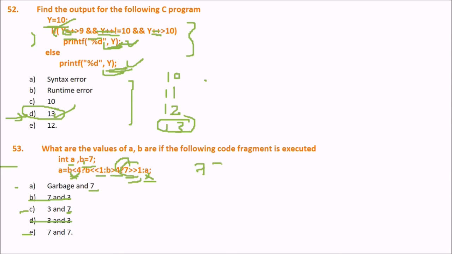7 shift of 1. So 7 shifted by 1 means we are going to shift 7 towards the right by 1 position. This is a right shift operation. So what happens here? 7 is what? 0, 1, 1, 1. So we'll shift it rightwards. So what will happen? This will become 0, 0, 1, 1. So what is this? This is 3. So 3 will be assigned to a, and we want to print a, so this will be the answer. 3 and 7 will be the answer.